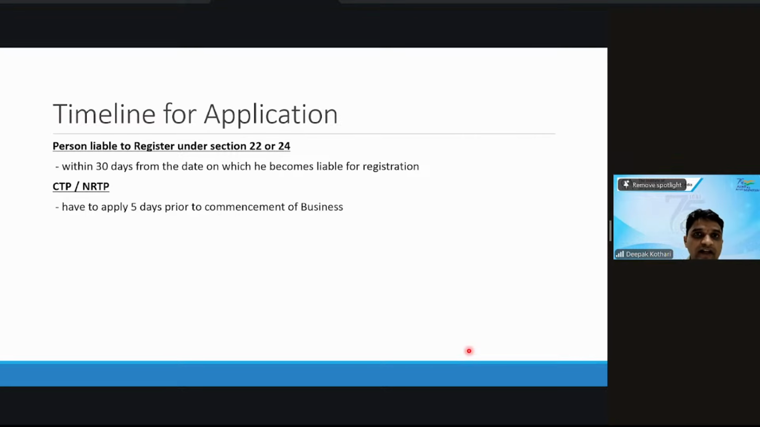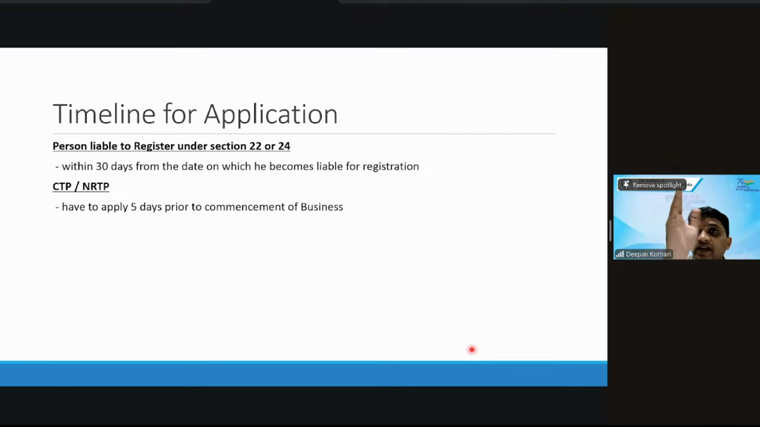But for a normal registration, we are saying at least once you cross the limit, after that within 30 days, right? But for a CTP and NRTP, you have to apply before itself. You have to apply 5 days prior to the commencement. Matlab, a CTP and NRTP cannot go to the business and then take the registration. No. He has to take the registration 5 days in advance.